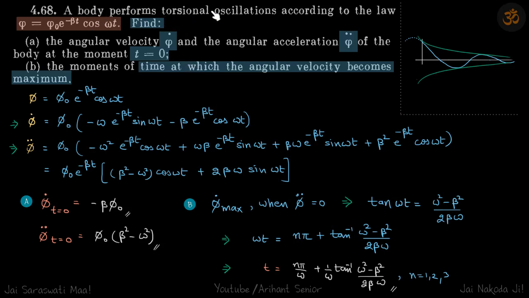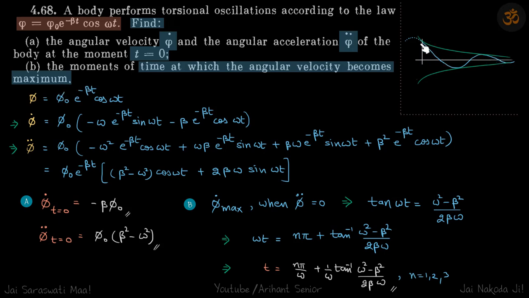So a body performs torsional oscillations according to the law phi is equal to phi naught e raised to power minus beta t cos omega t. We need to find angular velocity phi dot, angular acceleration phi double dot at t is equal to 0, and moments of time at which angular velocity becomes maximum.